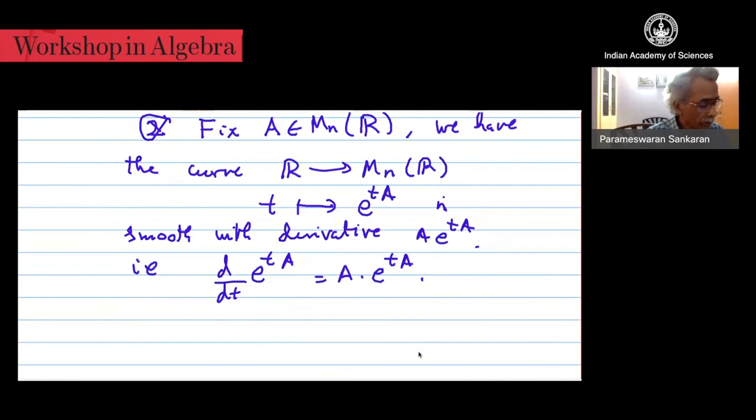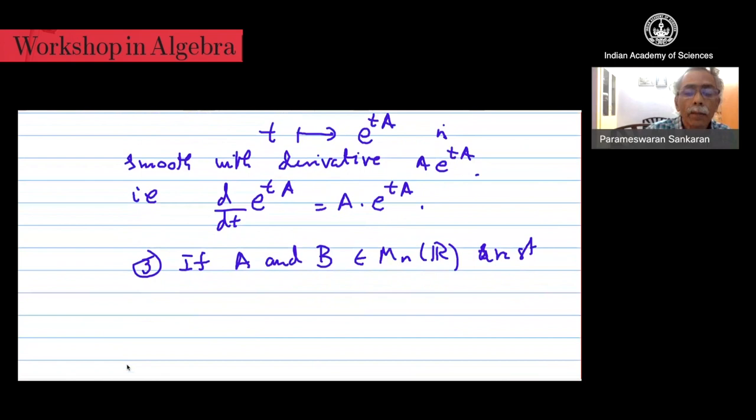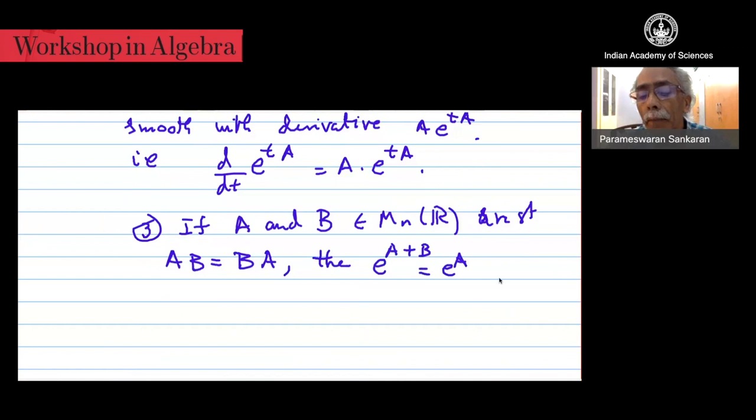So third property: if A and B commute, these are both n cross n matrices in Mn of R, such that AB equal to BA, then they just behave like numbers. You see, then e power A plus B is equal to e power A times e power B. But this condition is important. Without this condition, you don't expect this. This is not true.